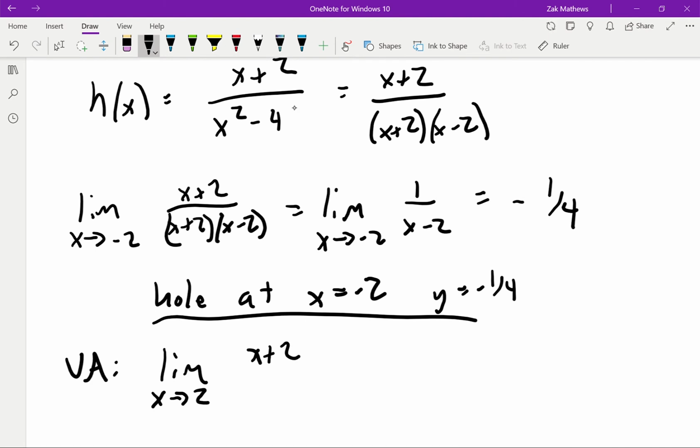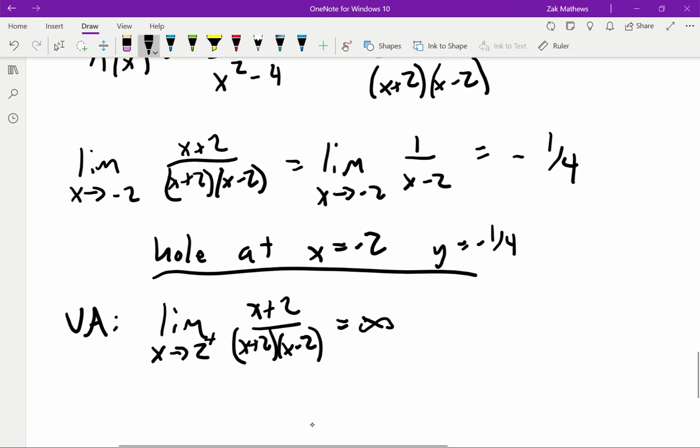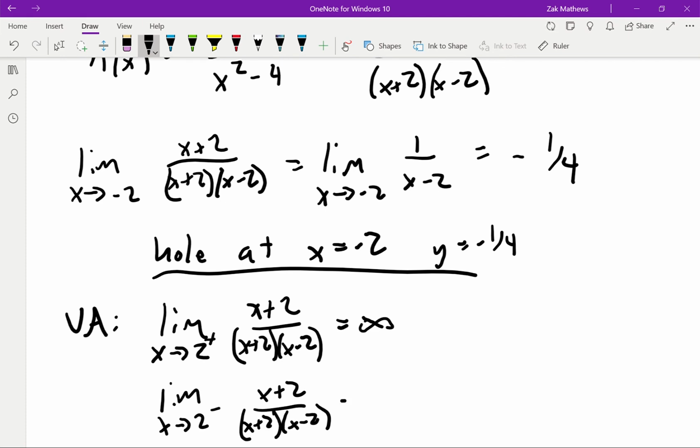x plus 2 over x plus 2 times x minus 2. If you want to use a simplified version, you could, but what we see is we get a 4 over 4 times a 0. And so because the denominator is going to 0, this thing is going to infinity if we are coming from the right side. If we're coming from the left side, it would of course be negative infinity. So let's show that as well. The limit as x goes to 2 from the left, x plus 2 over x minus 2. Now, because we'd have values smaller than 2, we'd get a negative there, so we get negative infinity.